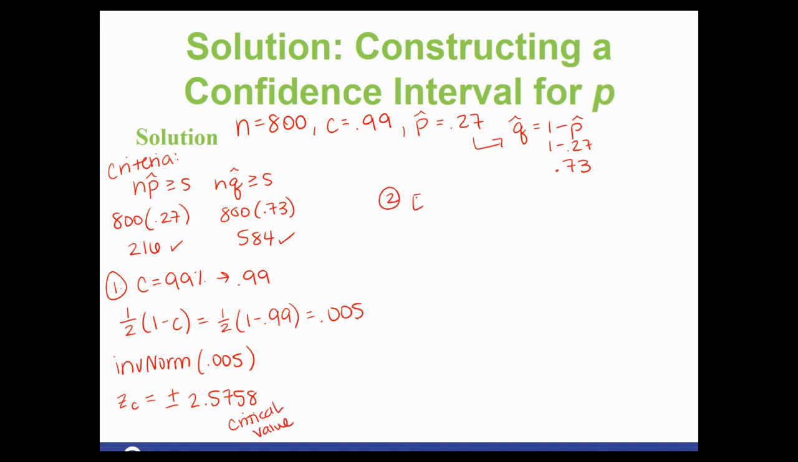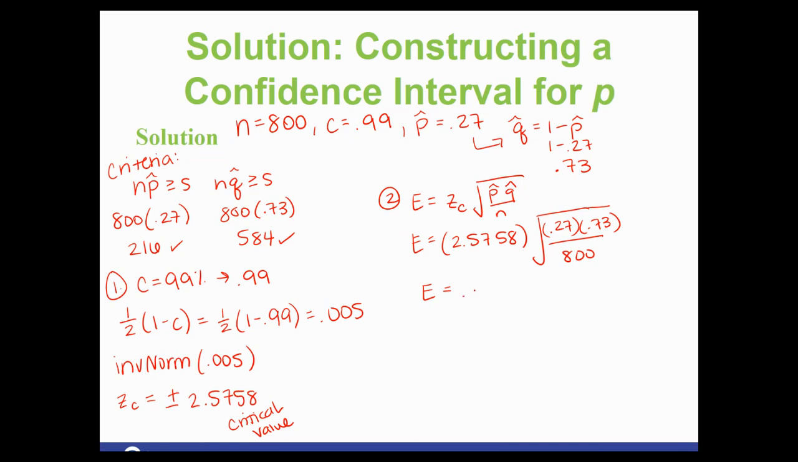Step 2 is margin of error. Let's plug in the positive of our critical value, always positive. Our p-hat and our q-hat multiplied over n. Round this off to 4 decimals, we get 0.0404. This is your margin of error.